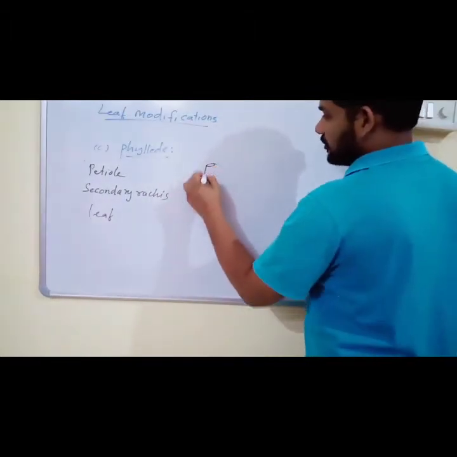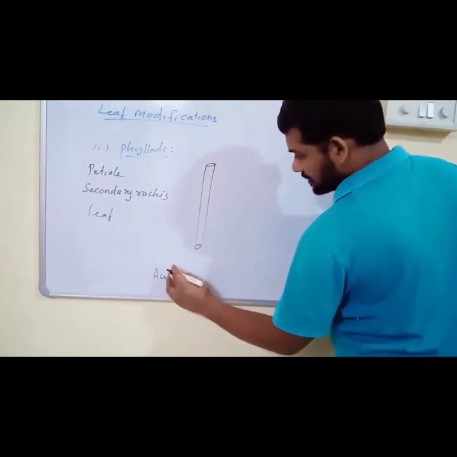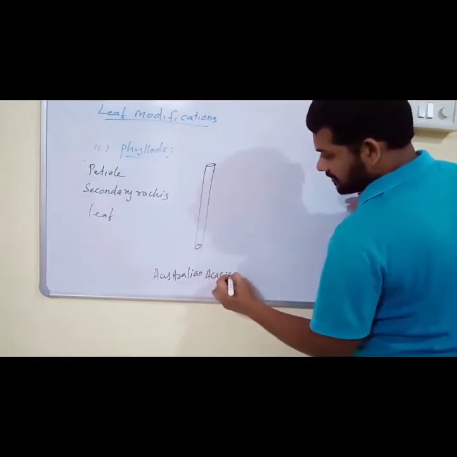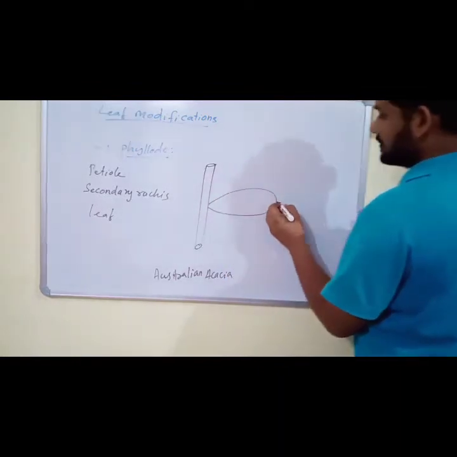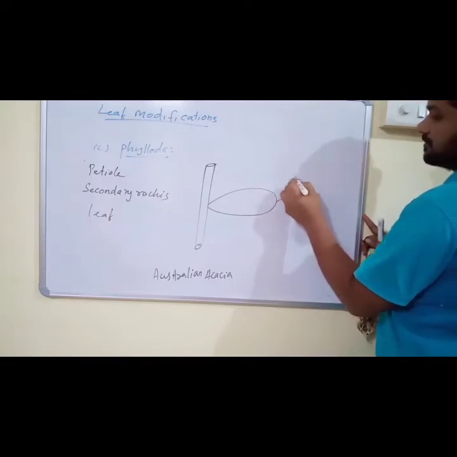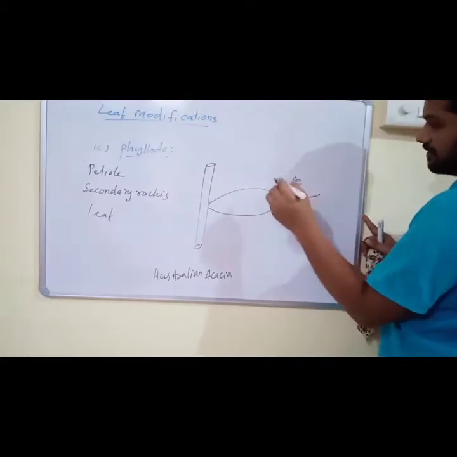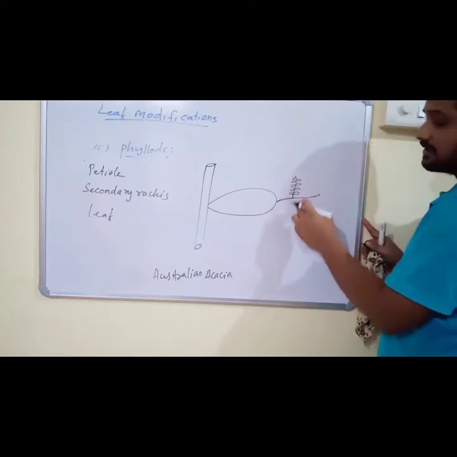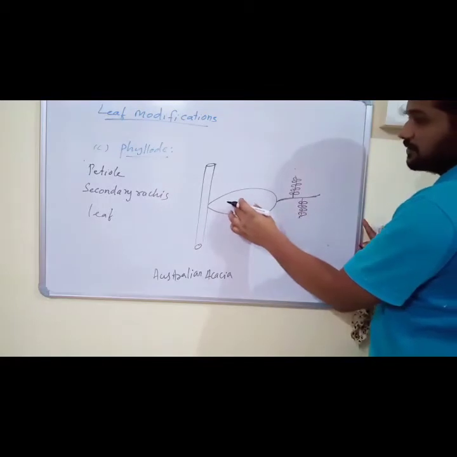In plants like Australian acacia, this plant has bipinnate compound leaf. Bipinnate compound leaf, already in previous video we discussed different types of leaves. Bipinnate compound leaf means leaf has primary rachis, and primary rachis produces many secondary rachis, and leaflets are present on secondary rachis. And this type of leaf is present in Australian acacia, and this is the petiole.